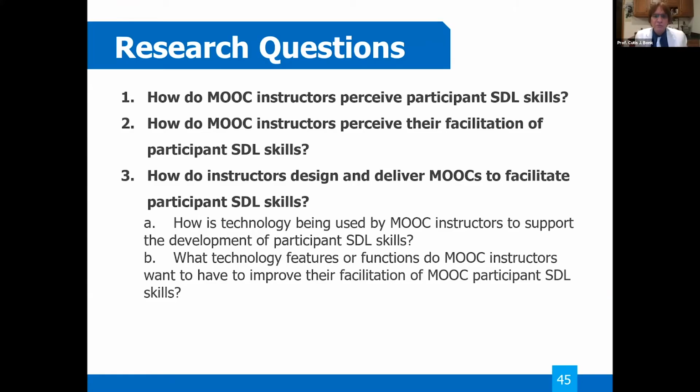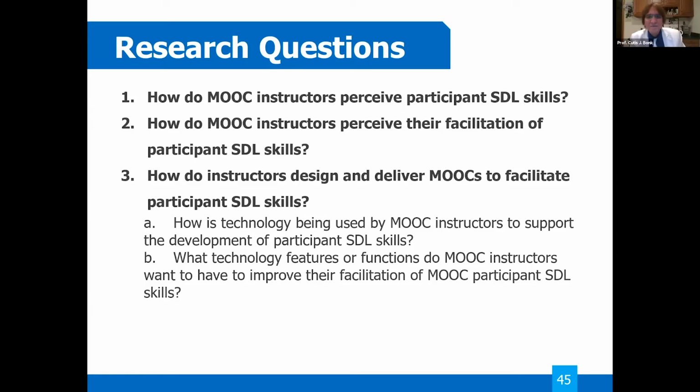Again, the questions were three. How do the instructors perceive the learners' or participants' ability to self-direct their learning? How do they look at them? Do they say, oh, I have to control everything, or can I give them some control? And how do those instructors then perceive their ability to facilitate in the MOOC environment? Can they foster self-directed learning? And we had some positive results in number 2. Wouldn't you say, Mena? I think that was the positive thing.